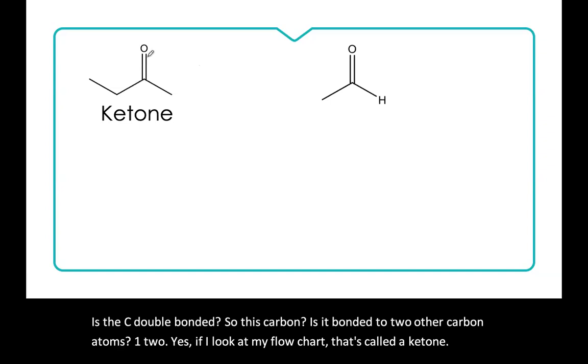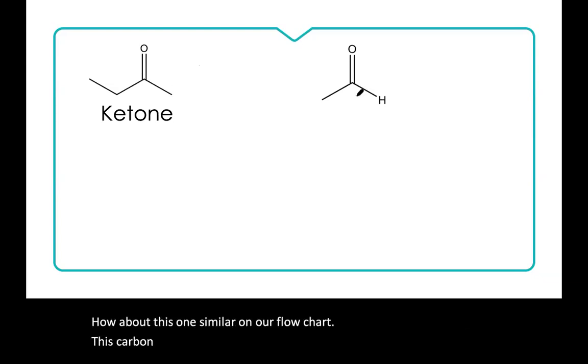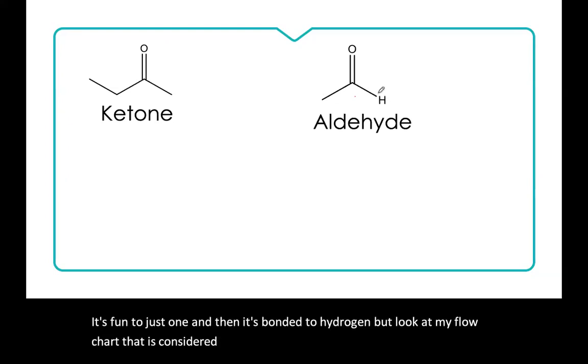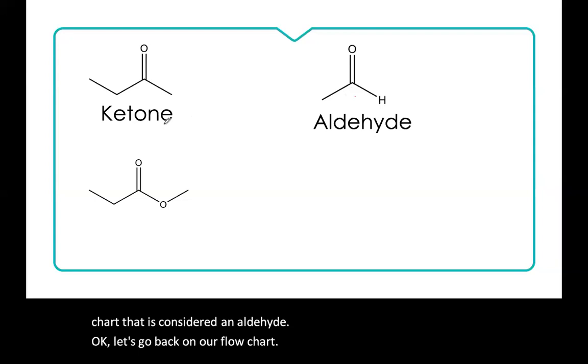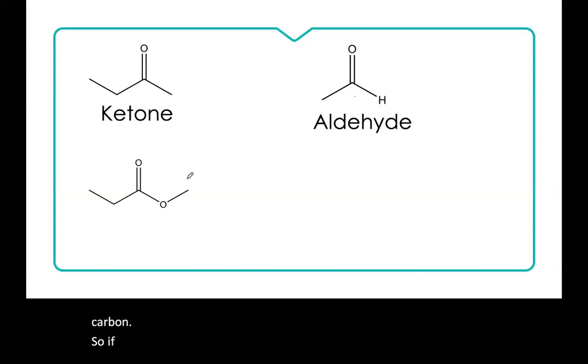How about this one? Oh, similar on our flow chart, but this carbon atom is not bonded to two other C atoms. It's bonded to just one, and then it's bonded to a hydrogen. If I look at my flow chart, that is considered an aldehyde. Okay, let's go back on our flow chart. This molecule here has two oxygens. And my choices for that are, has my C double bonded O is bonded with an OH group? No, it's bonded with an oxygen that has a carbon. So if I look on that flow chart, that means that this is an ester.